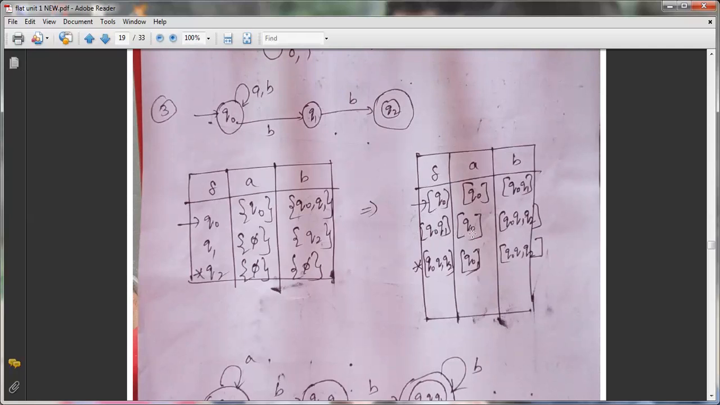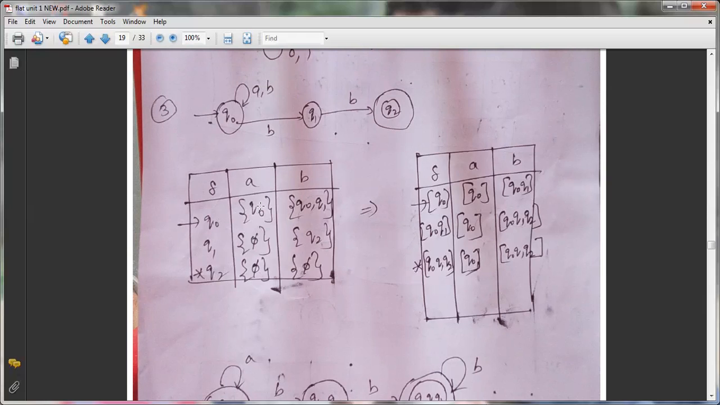Now again, Q0 on B is going to Q0, Q1. And Q1 on B is going to where? Q2. So I take it as Q0, Q1 and Q2. So Q0, Q1, Q2 is the new state I am having now. Now Q0 on A is going to Q0. Q1 on A is going to null state and Q2 on A is going to null state. So I will write it as Q0 only.